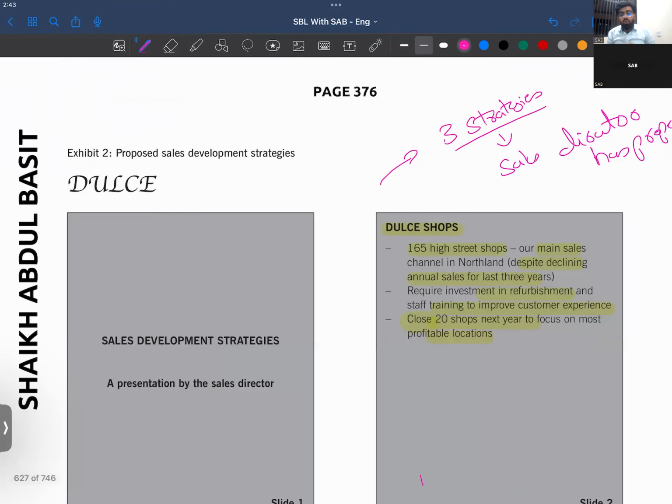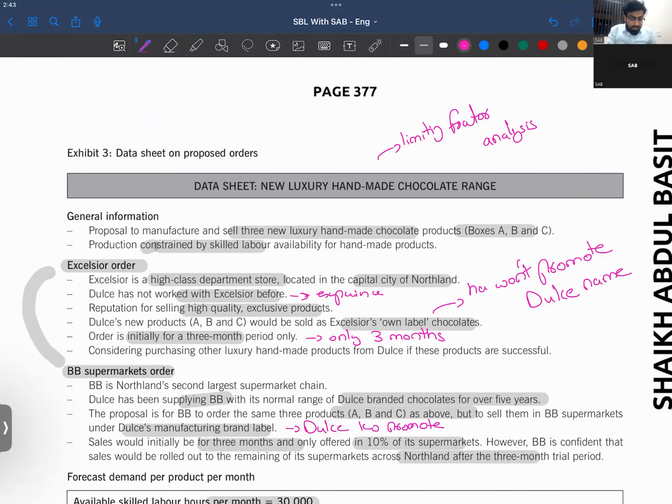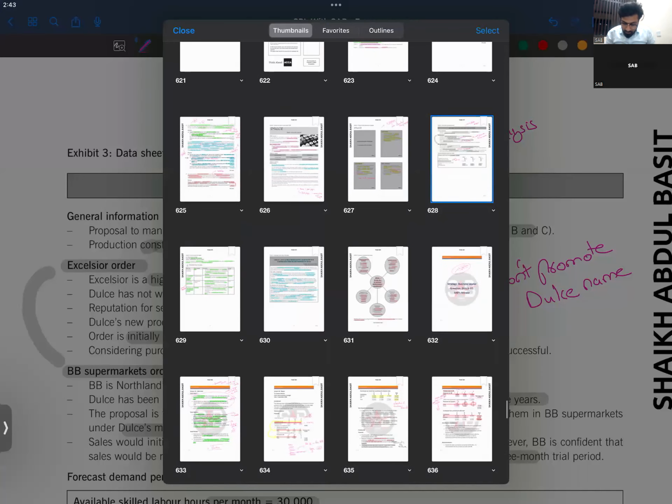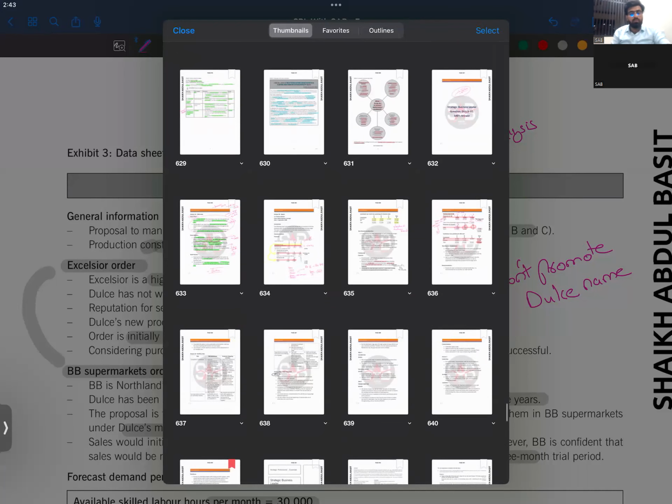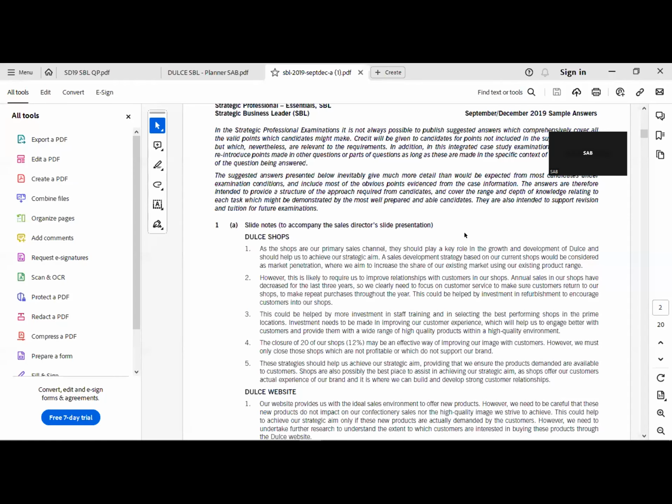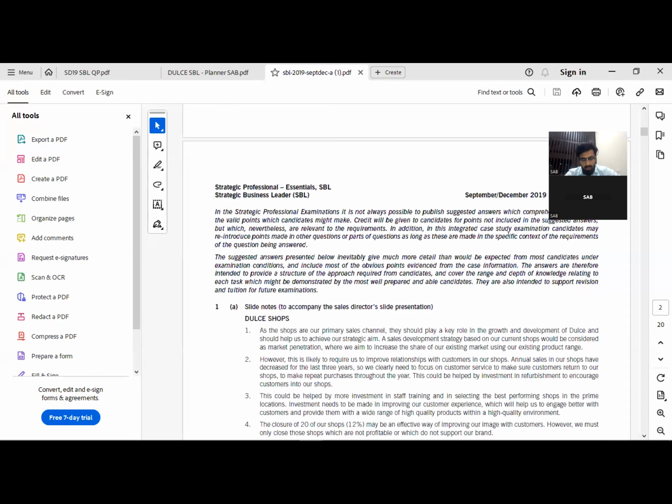Right? Now I'll give you another question. First, let's just read the examiner answer of this question, so you get an idea of what we need to do. Let me share the screen now. Just a second.